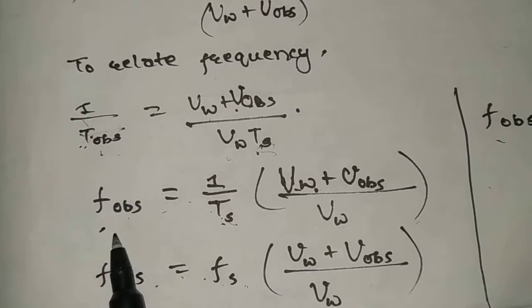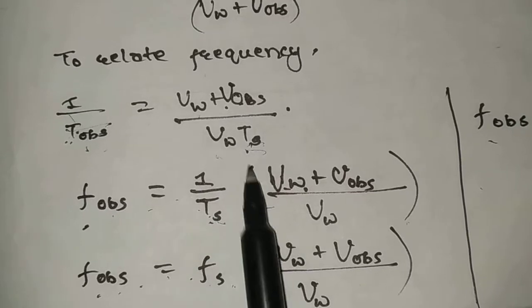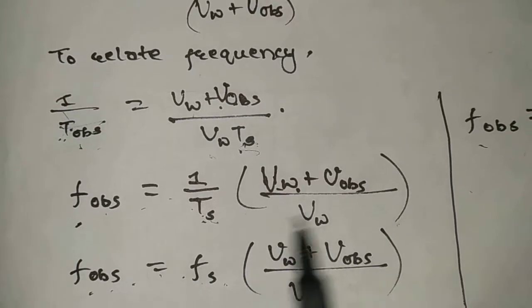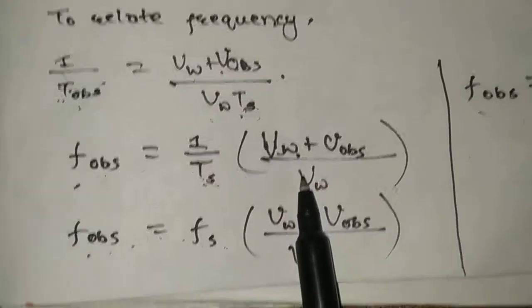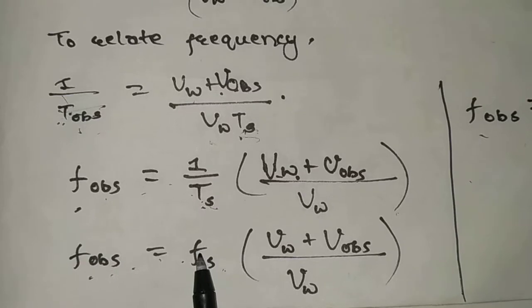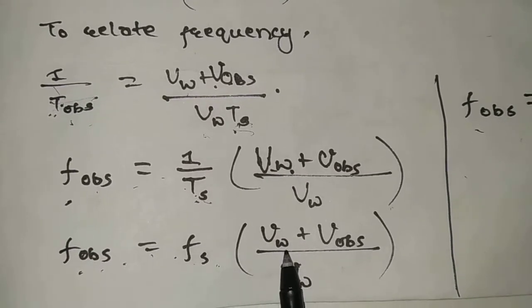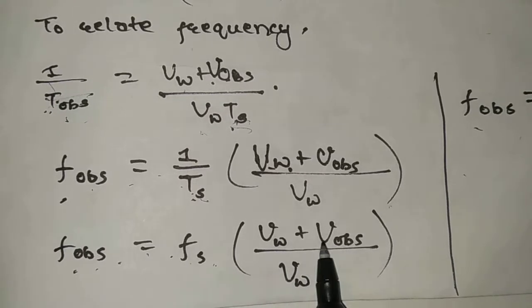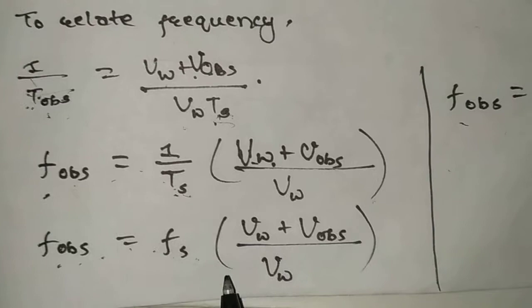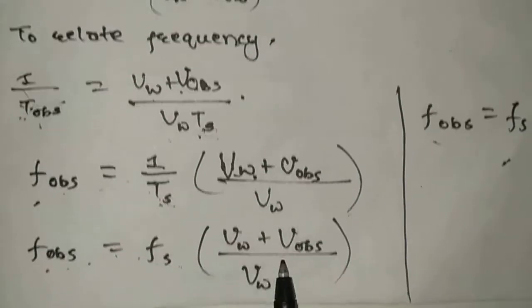We are considering f as frequency, so f_observer equals 1 by t_s times (v_wave + v_observer) divided by v_wave. So the frequency of the observer will be equal to the frequency of the source times (velocity of wave plus velocity of observer) divided by velocity of wave. And this is for the case when the observer moves towards the source.